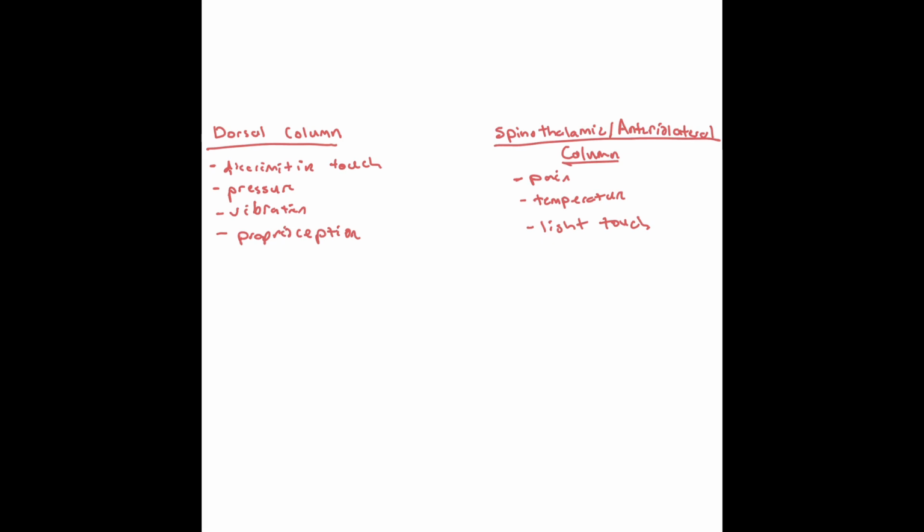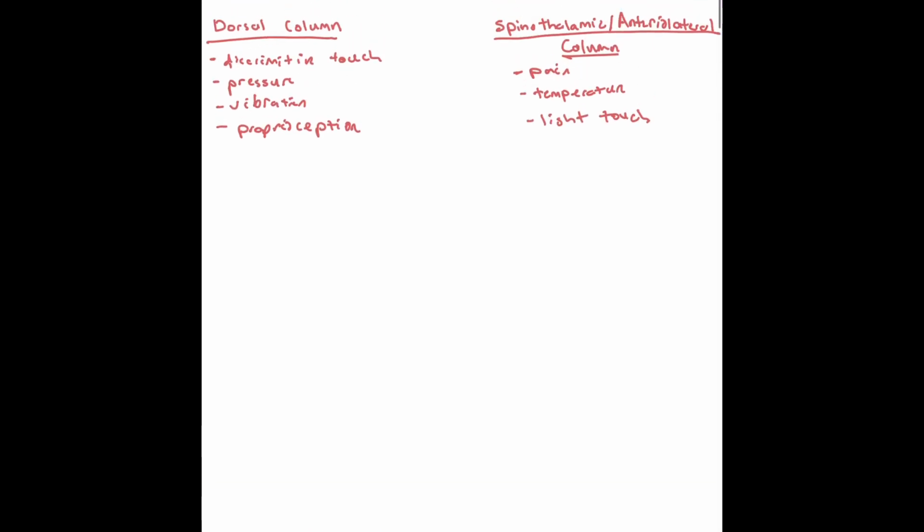So the dorsal column pathway is going to cover our sensory information such as discriminate touch, pressure, vibration, things like that, and proprioception. All right, and let's go to the spinothalamic or anterolateral column. That is going to relay sensory information such as pain, temperature, things like light touch. And we'll go over why those relay that different information and how they are different, how they cover different processes to relay that specific information.